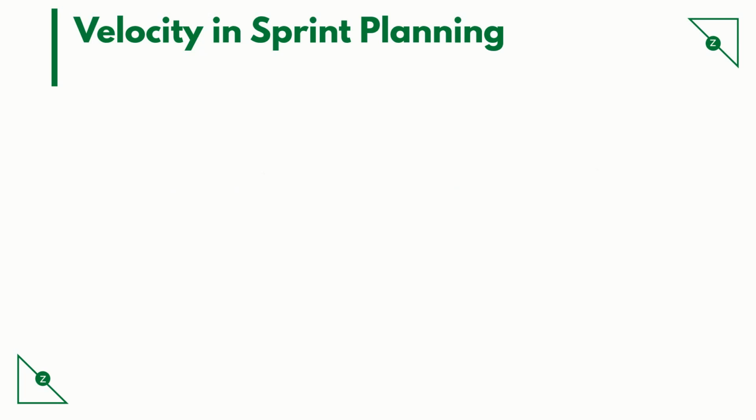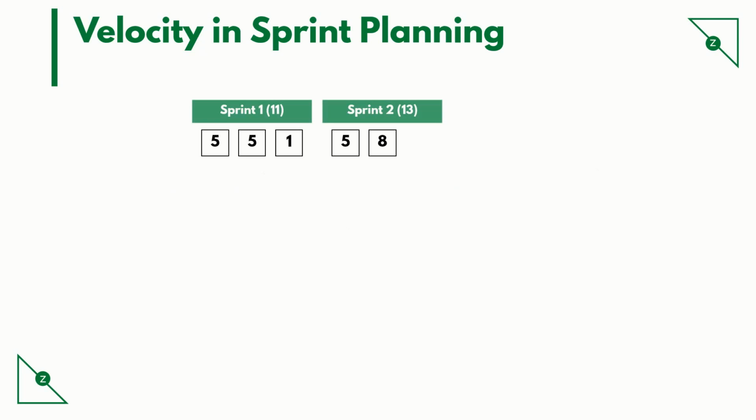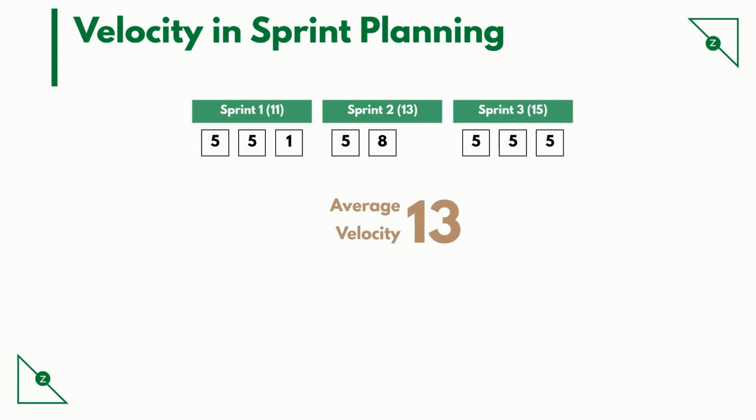Here's an example. Let's consider a team which was able to deliver 11 story points in sprint 1. In sprint 2, they have delivered 13 story points. And in sprint 3, they have delivered 15 story points. Now, if I have to calculate the average velocity, it comes to 13. I would use this information to forecast for upcoming sprints.